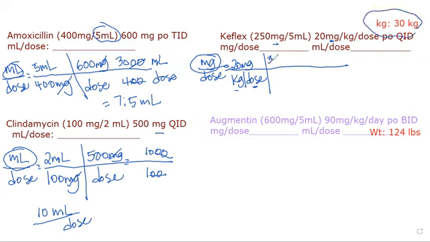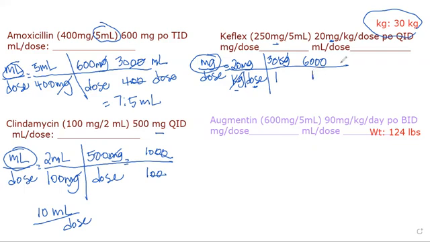So we can move that over here, and we have 30 kilograms, and you can just put that over 1. It's a whole number, so that's going to cause us to cancel out our kilograms, and we're left with milligrams per dose, which is what we want. So the top is going to be 6,000 if we multiply 20 by 30, and this will be over 1.